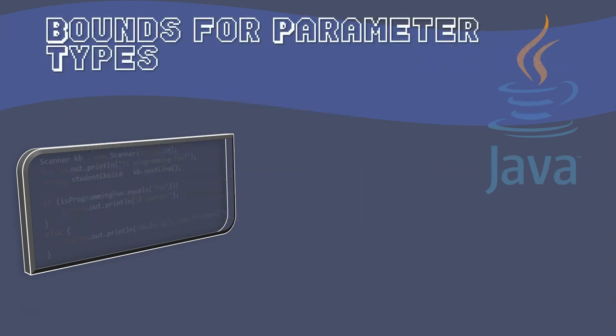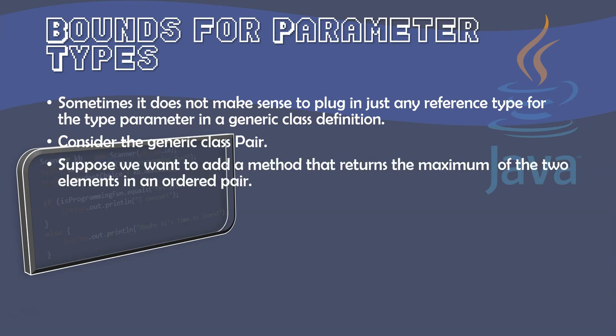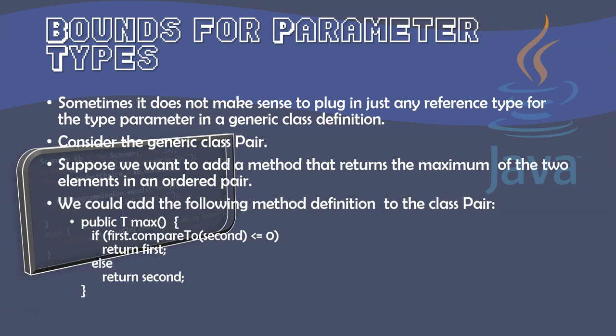Now, on top of that, we also have to understand that there are bounds for parameter types. You can't simply have them be whatever you want. Sometimes it does not make sense to plug in any reference type for the type parameter in a generic class definition. So if we look at the class Pair, let's say we want to add a method that returns the maximum of two elements in an ordered pair. Well, we could try to add this method definition, public T max: if first compared to second is less than or equal to 0, return first, else return second.